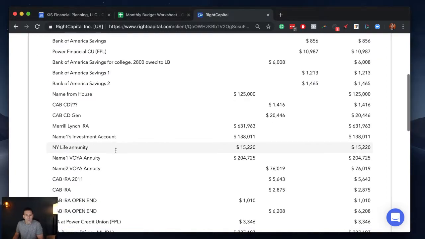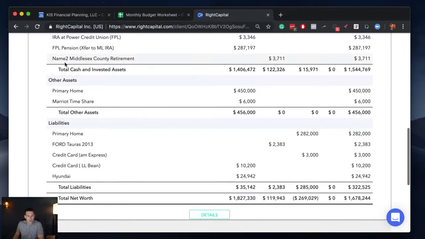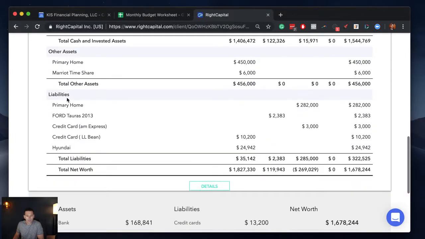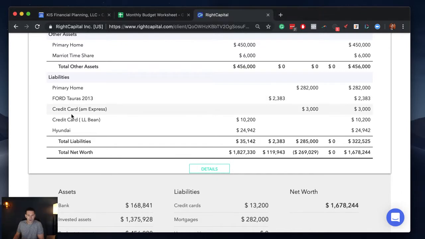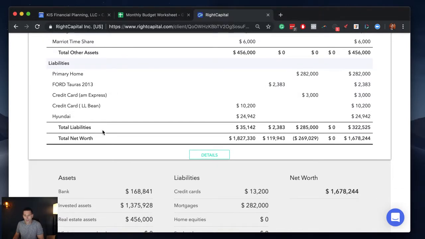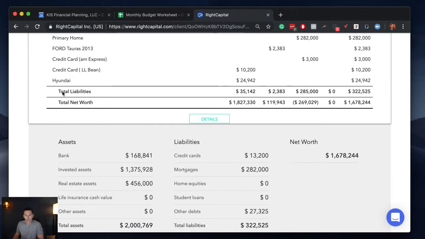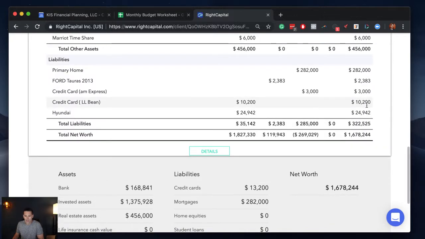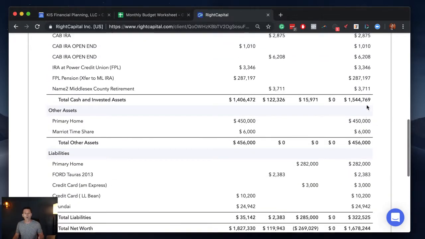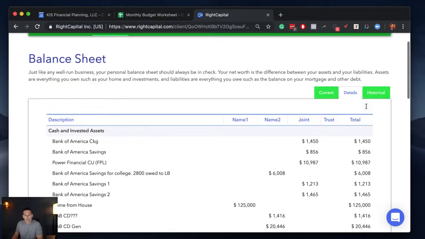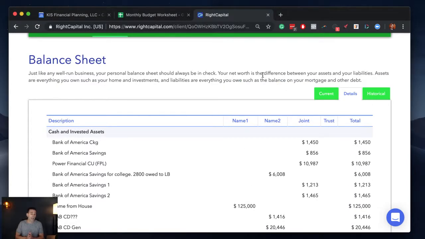Okay, and then you want to have things like cash and invested assets, and your liabilities. So if you have a home, a car, credit cards, things like that, you have all labeled out in line so that you can see things like your total liabilities, your total net worth, and really look at your financial picture all in one place. So creating that balance sheet and then evaluating it is going to be your first step to proper financial planning or retirement planning.